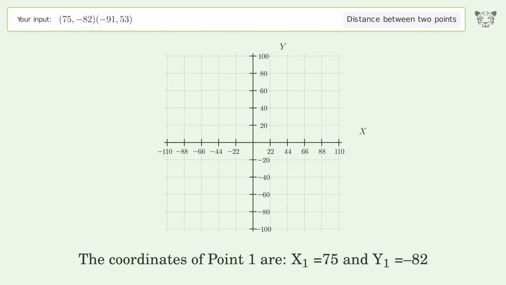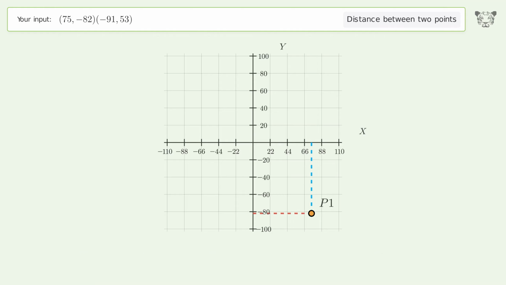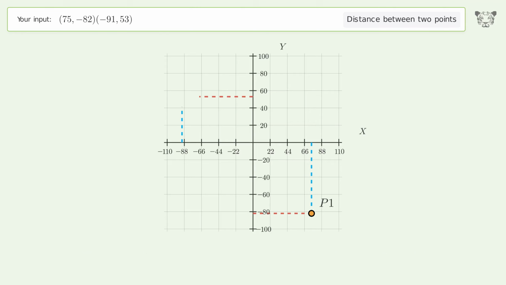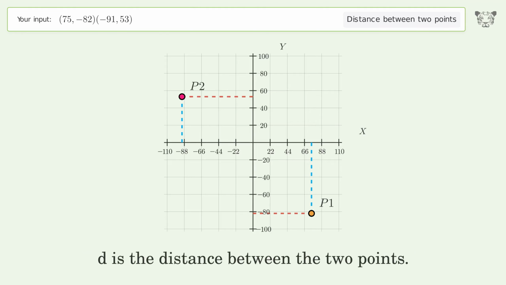The coordinates of point 1 are x1 equals 75 and y1 equals negative 82. The coordinates of point 2 are x2 equals negative 91 and y2 equals 53. D is the distance between the 2 points.